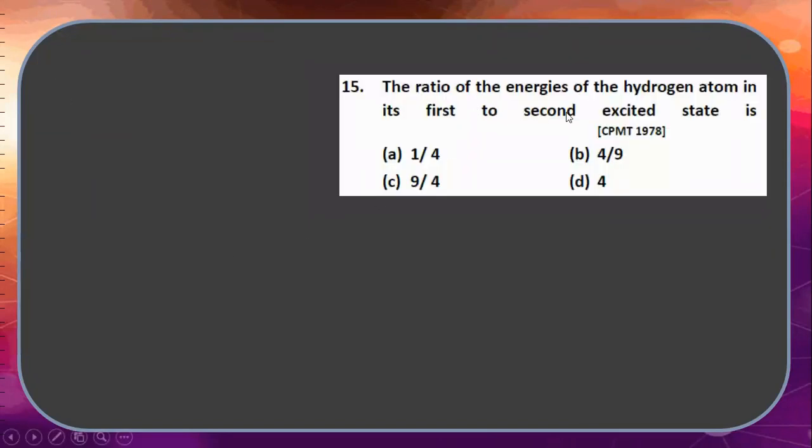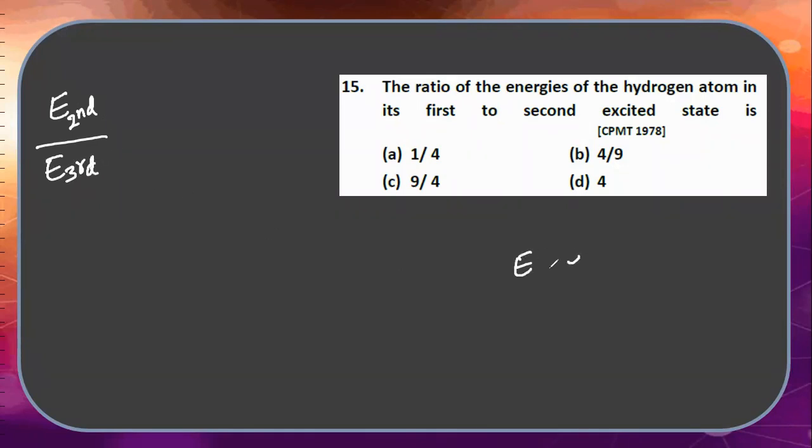The ratio of the energies of a hydrogen atom in the first to the second excited state. First excited state means what? The second orbit. Second excited state means what? The third orbit. So the ratio of energies of the hydrogen atom in the first excited state, that is the second orbit, divided by the energy in the third orbit.